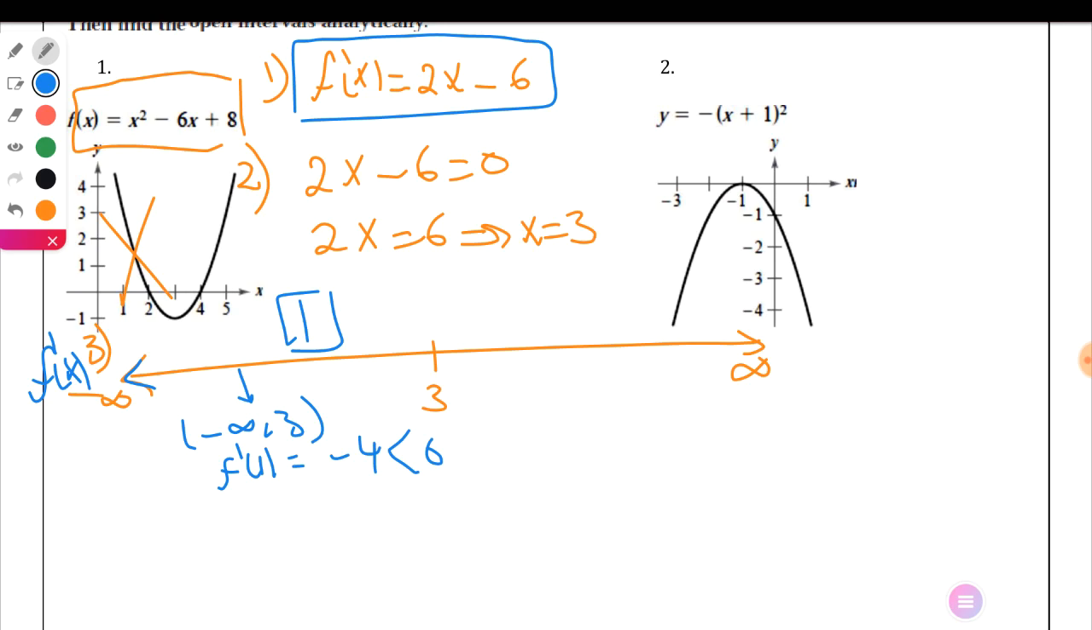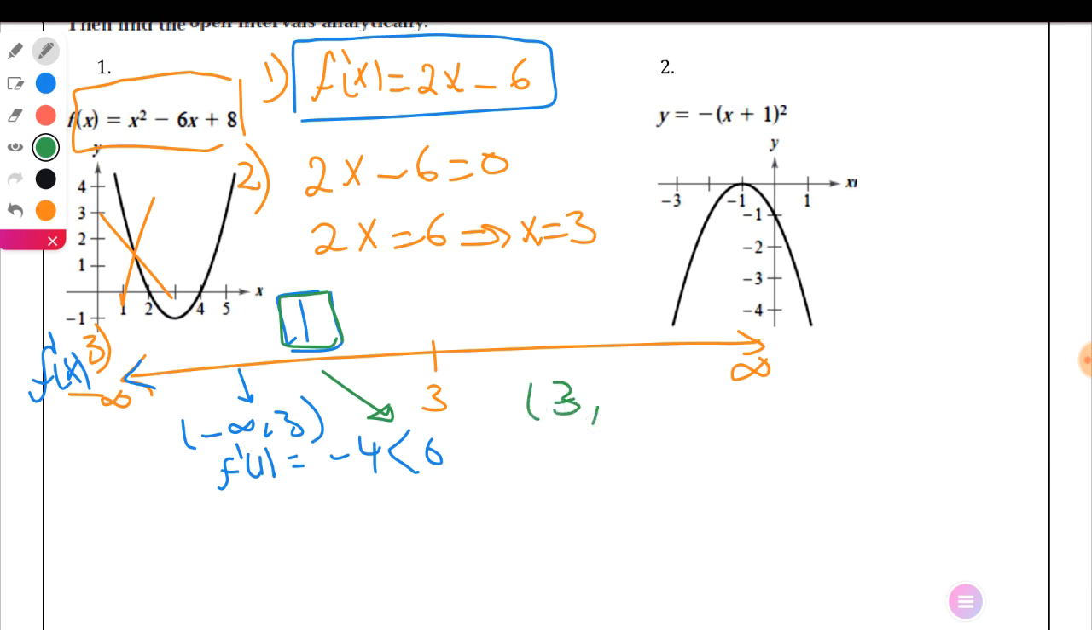So the function is what? Increasing or decreasing? The function is decreasing. Because if the derivative is negative, the function is decreasing. How do I know? By using this test value. Just take any value in the interval, replace in this one. If it is negative, then all of the values of the derivative are negative on this interval, and so the function is decreasing.